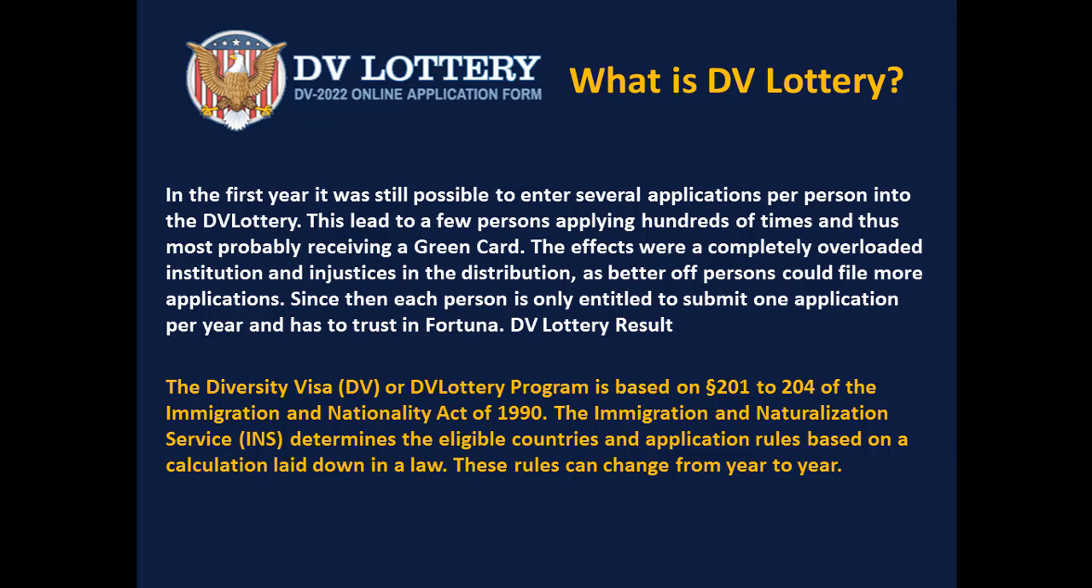the DV lottery result. The Diversity Visa or DV lottery program is based on 2012-204 of the Immigrant and Nationality Act of 1990. The Immigration and Naturalization Service or INS determines the eligible countries and application rules based on a calculation laid down in a law. These rules can change from year to year.